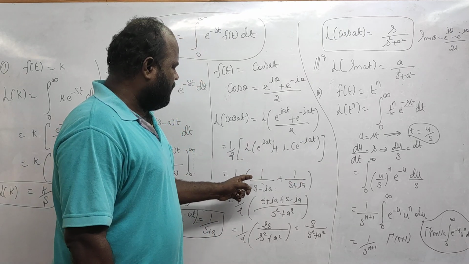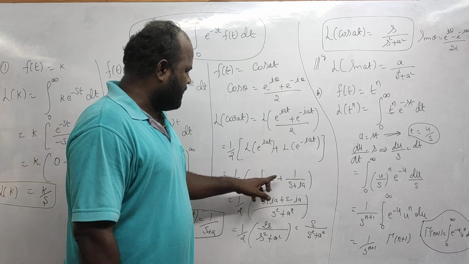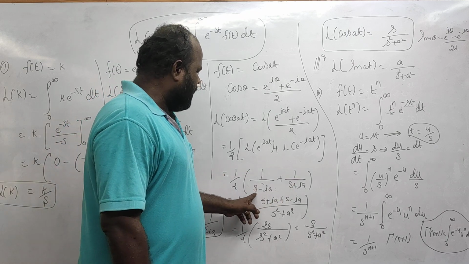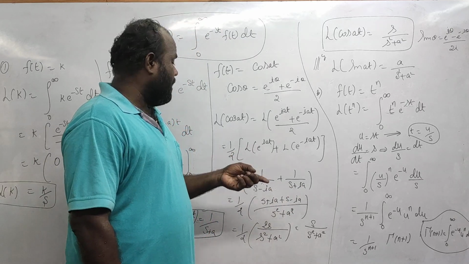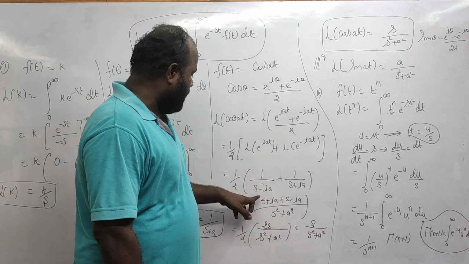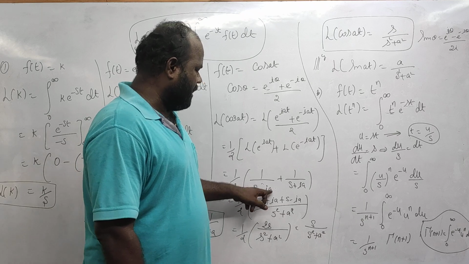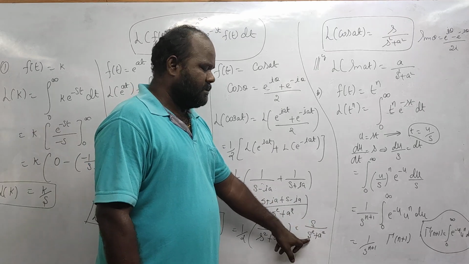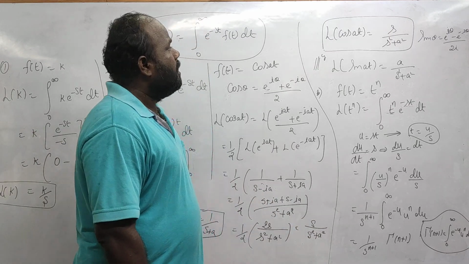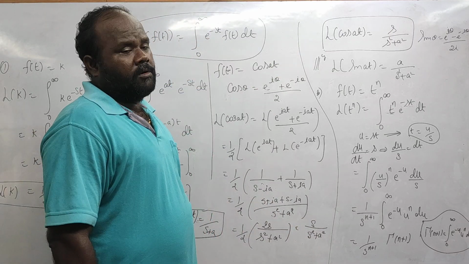Then do simplification. S plus ia, s minus ia divided by the denominator, which is (s plus ia) into (s minus ia). Since we know that (a plus ib) into (a minus ib) becomes a square plus b square, here it becomes s square plus, instead of b, a, so s square plus a square. If we simplify, we get s by s square plus a square. That is, Laplace of cos at is s by s square plus a square.